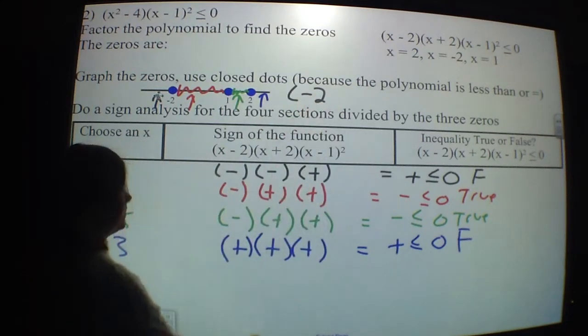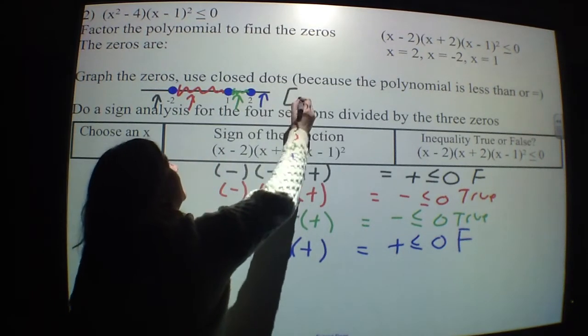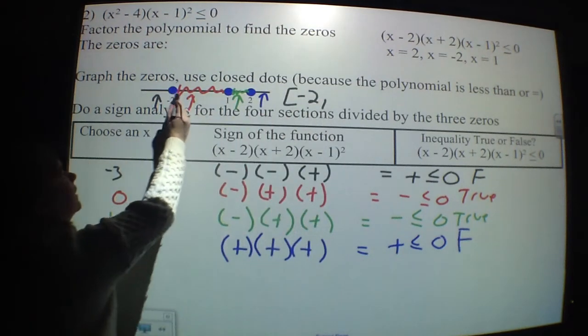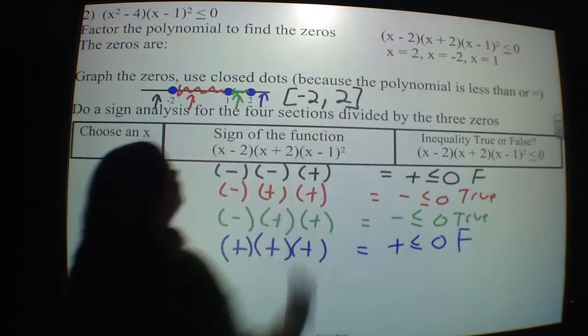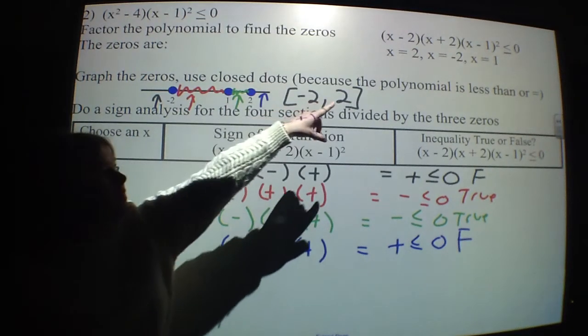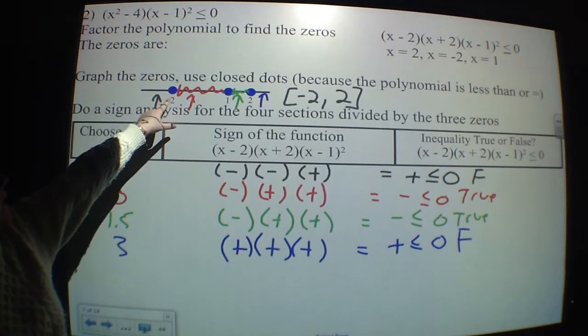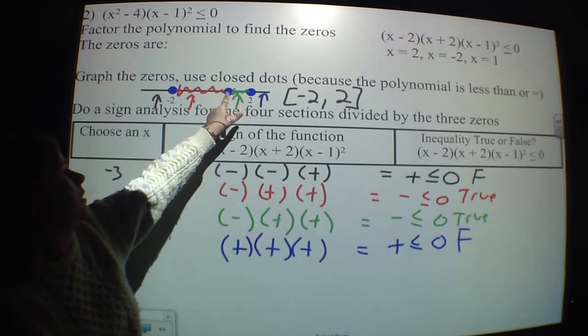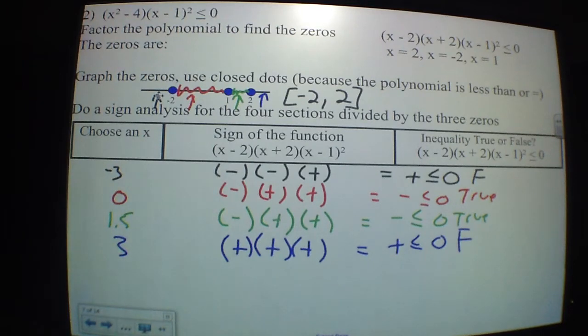Negative, whoops. That's not right. It includes negative 2, and then it includes 1, so I keep going, and 2. And there's my solution. If that was less than, and these were open circles, then it would be negative 2 to 1 union 1 to 2. But since they're closed circles, it includes everything between negative 2 and positive 2.